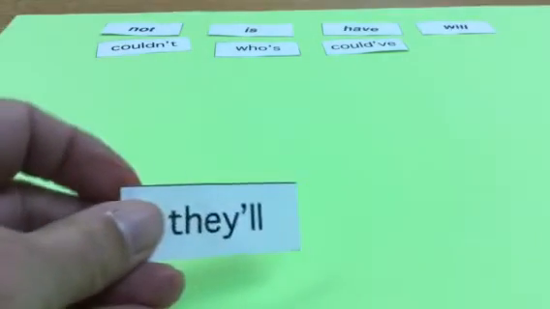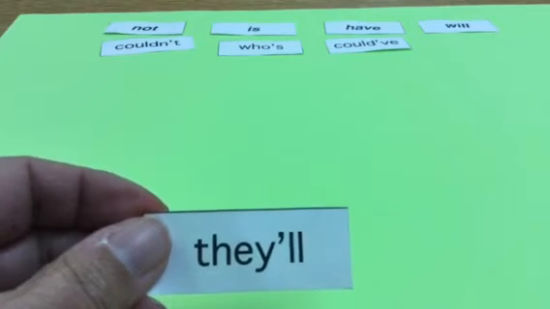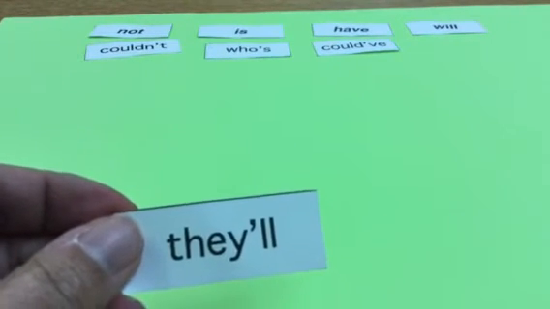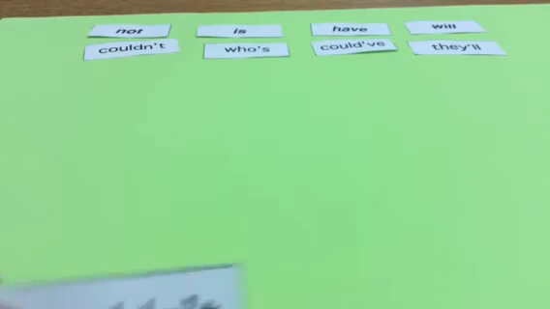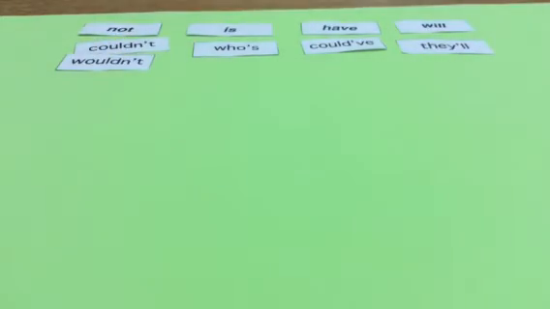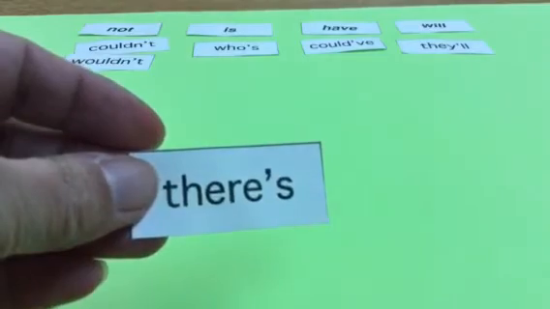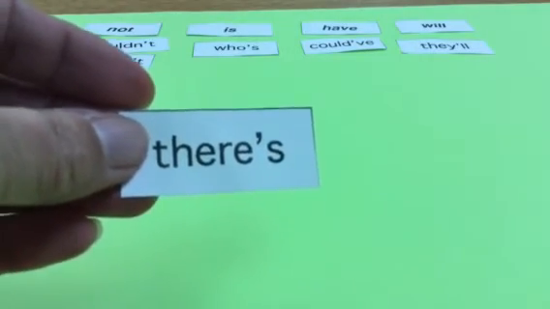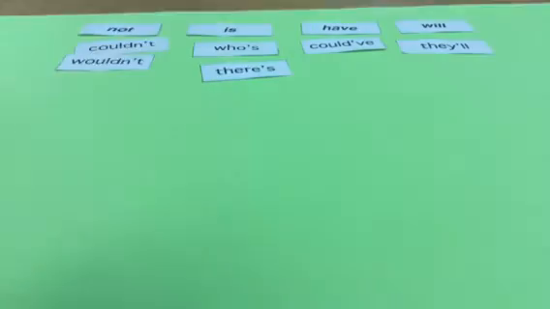We have the word they'll, and they'll is short for they will. And so we take the WI off the word will, and we put an apostrophe in its place. So they'll is for they will. Have the word wouldn't, and wouldn't is short for would not. We're taking the O out and replacing it with an apostrophe. The word there's is short for there is. Again, we're taking the I out and putting an apostrophe in its place.